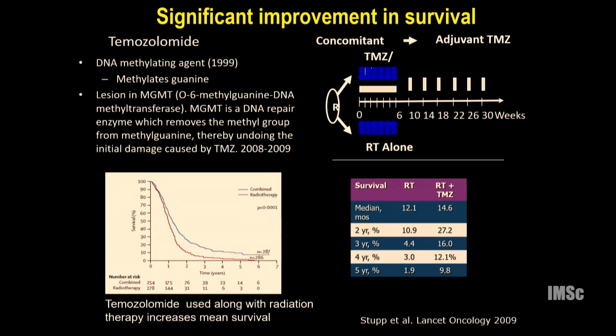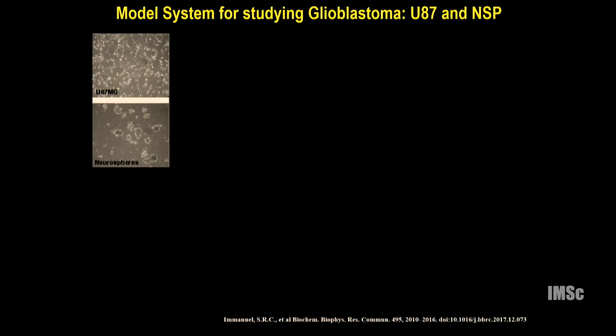This graph here is a Kaplan-Meier graph that shows that when you use temozolomide along with radiation, you increase the mean survival time. And so this drug combination and radiation combination was discovered for the first time in 2009. And by 2012, resistance began to develop. So it is very critical to understand this resistance and find new ways to circumvent them.